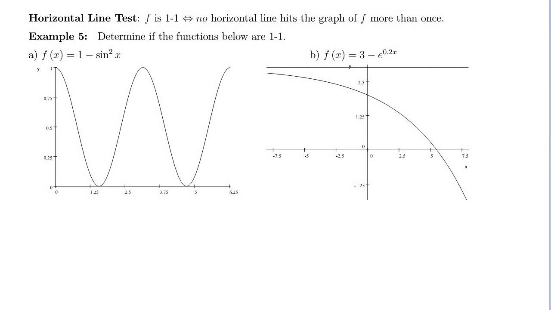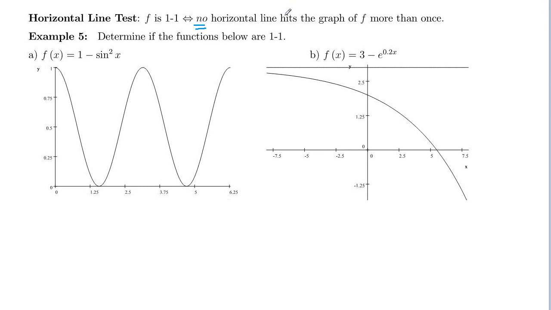Now we would like an easier way to tell if a function is one-to-one, and that is given by the horizontal line test. This test says that a function f is one-to-one if and only if, and that double arrow means if and only if, or equivalent. So equivalently, if no horizontal line hits the graph more than once. So if you find one horizontal line that hits the graph more than once, it's not one-to-one. If every horizontal line hits only once, it is one-to-one.